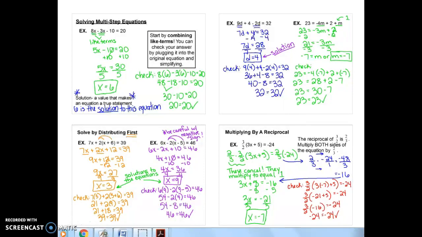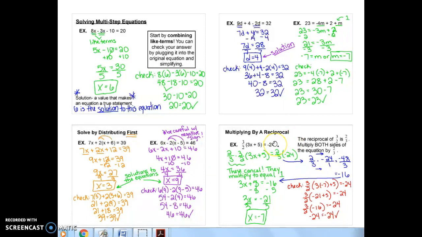Again, check your solution. Make sure that you got it right. Plug it back in. Everywhere you originally had an x, you're going to replace it with a 9. Follow order of operations, and you will get that 46 equals 46, which means your answer was correct, and it is an actual solution.